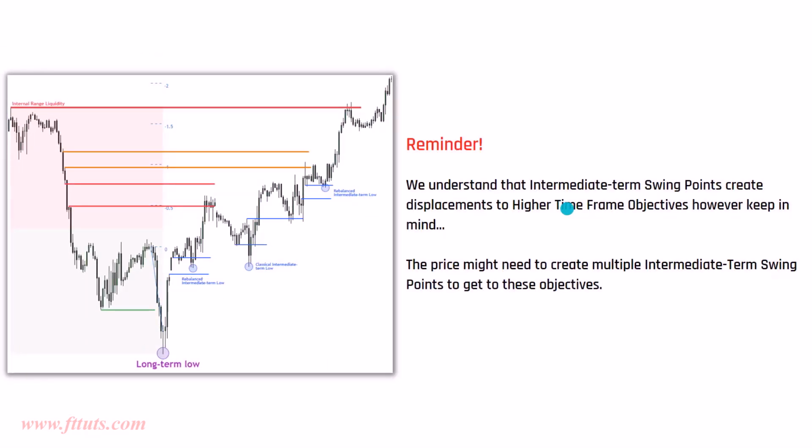We understand that intermediate term swing points create displacement to higher time frame objectives. However, keep in mind, price might need to create multiple intermediate term swing points to get to these objectives. So we have one here, here, here. It's not just create one intermediate term swing low and then straight to our drawn liquidity. No, you might have to create multiple. When do we create multiple? Once price starts hitting opposing levels.